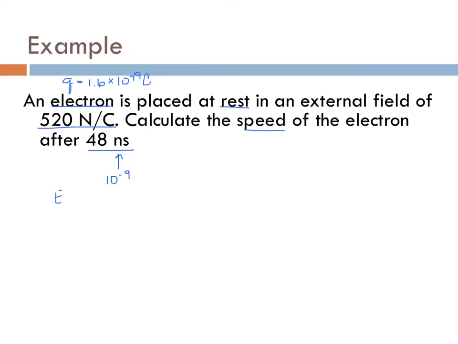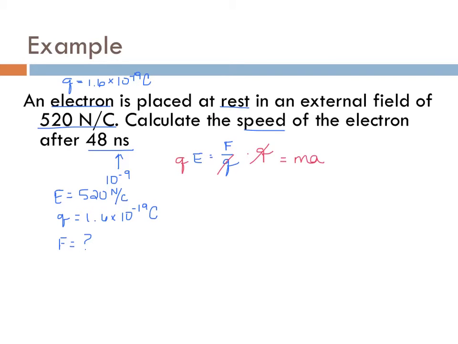So our electric field is 520 newtons per coulomb. Our test charge is 1.6 times 10 to the negative 19 coulombs. And with this information, we can solve for the force. Now, if this is the only force acting on my object, we can multiply by Q, multiply by Q. If this is the only force acting on my object, then the net force is equal to mass times acceleration.